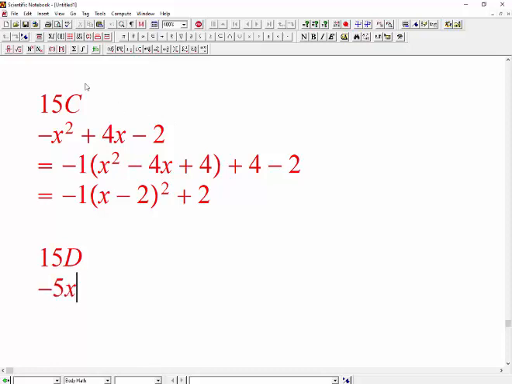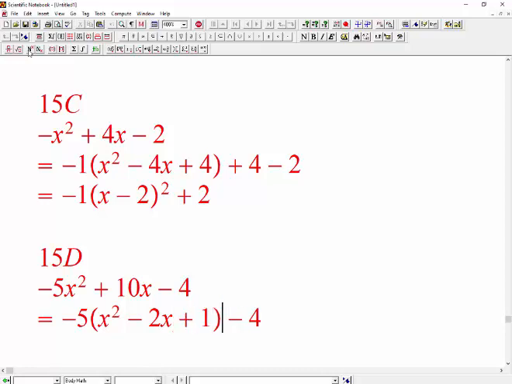-5x squared plus 10x minus 4. All right. So it'll be -5 times parentheses x squared minus 2x. All right. What should we add? Half of -2, which is -1, squared is 1. -5 times 1 is -5, so you have to add 5.